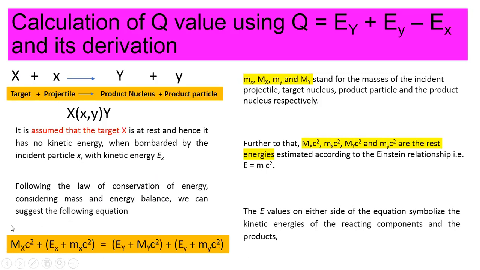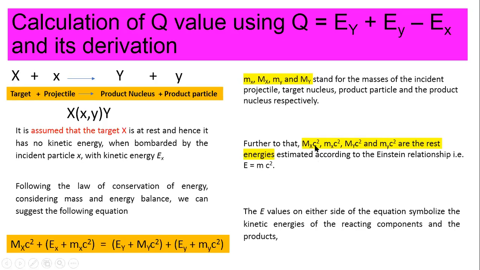So I have written over here, this is the target. This is the mass of the target, and it does not have kinetic energy. And now the projectile: this is the kinetic energy of the projectile, mass of the projectile, kinetic energy of the product nucleus, mass of the product nucleus, kinetic energy of the product particle, and mass of the product particle. Small m and x represent the projectile. Capital M and capital X is the target as shown over here. Small m y is the product particle, and capital M y is the product nucleus.